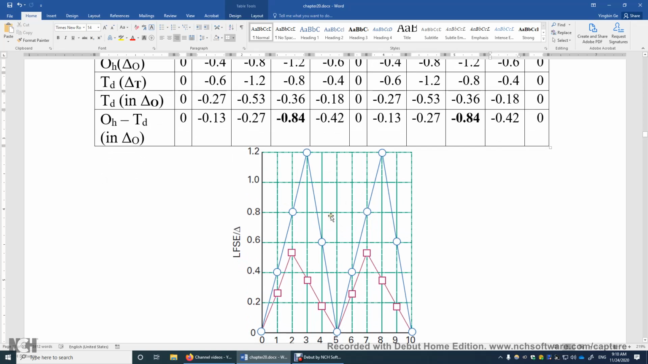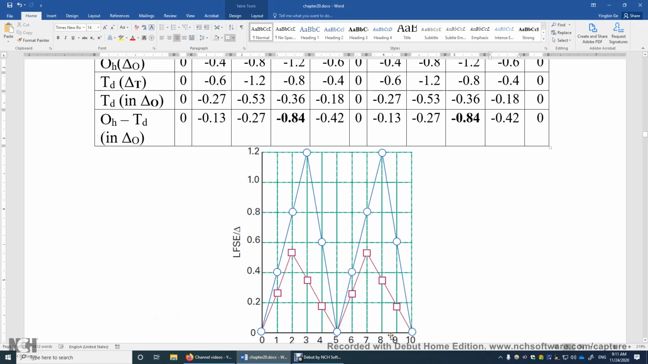This is just a visualization of the LFSE in a tetrahedral structure. It becomes 0 when you have 5 d electrons occupying the 5 different orbitals. And the blue circles are the LFSE in the octahedral complex. So you can see the biggest difference is here. When you have D3, look at the difference. It's huge. And when you look at D8, huge difference. So if you have D3 or D8, choose octahedral.